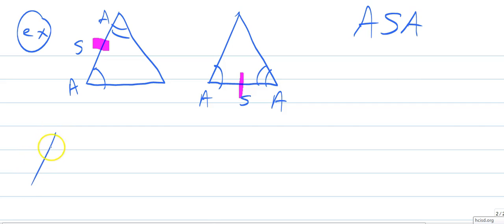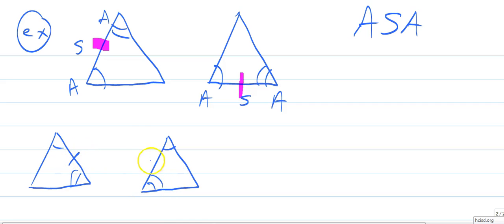And then, of course, there's other ways it can look as well. I'm pretty sure you all understand this, but still, if these are the angles, then the side should be here and the side should be here. That'd be angle, side, angle. As long as the side is in between the two angles, it's not too difficult to understand this one.